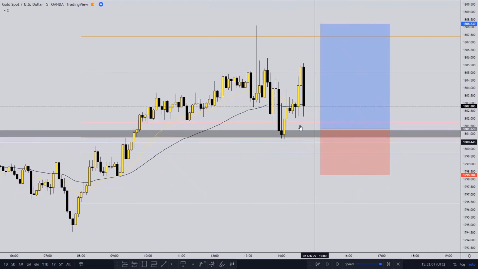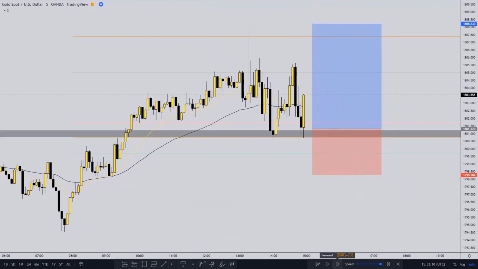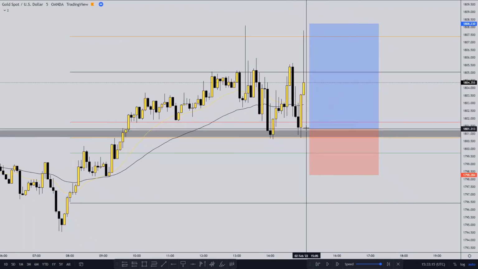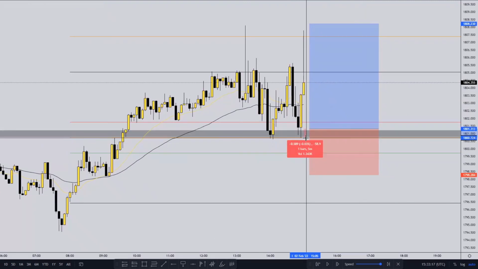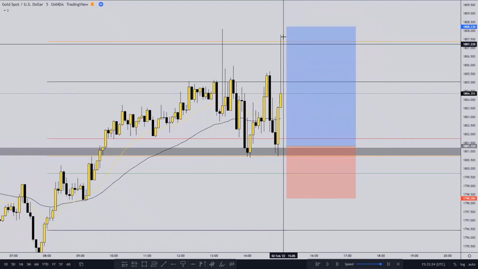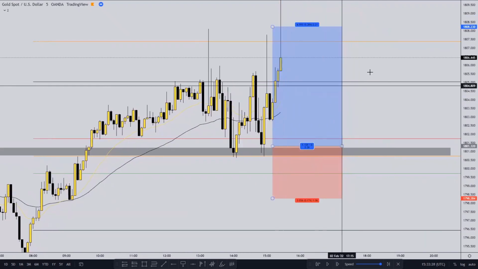So I'll wait for price. If price does come back to this level, I want to immediately enter. So let's play it on, and you can see immediately we got tagged into the trade, and we only suffered a bit of drawdown. So how many pips even is that? We only suffered around 6 pips of drawdown on gold, which is not bad at all. And price immediately shot to our take profit, as you can see.